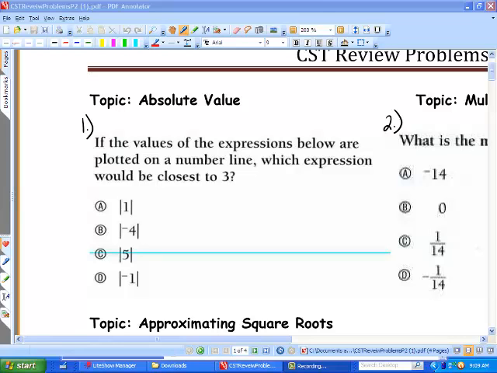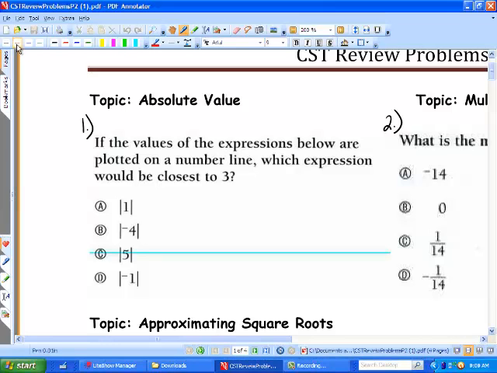We're first going to look at number one. If the values of the expression are plotted on a number line, which expression would be closest to 3? The first thing we're going to do is evaluate each of these absolute values.